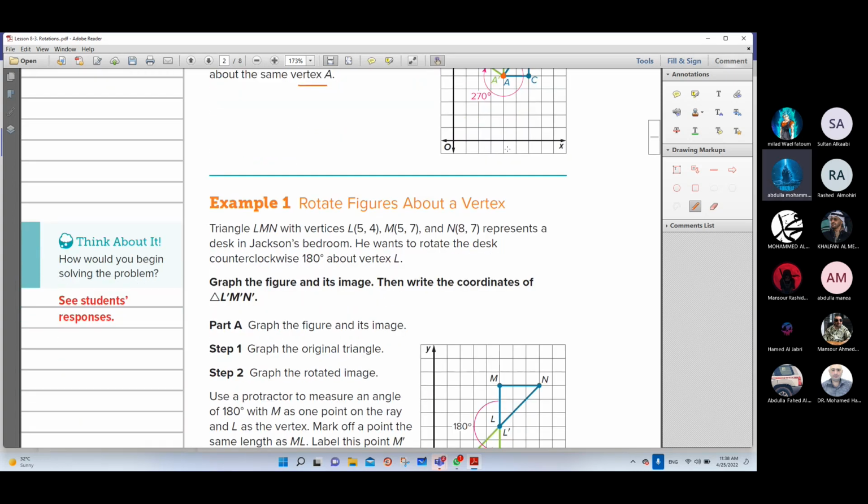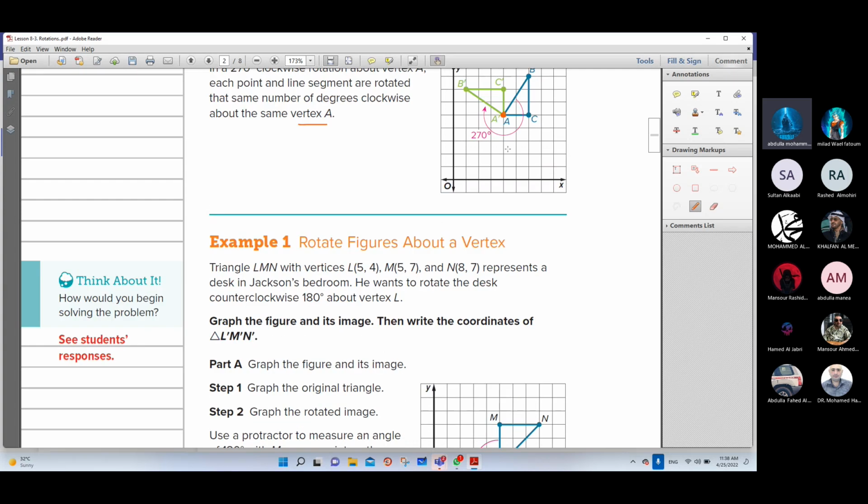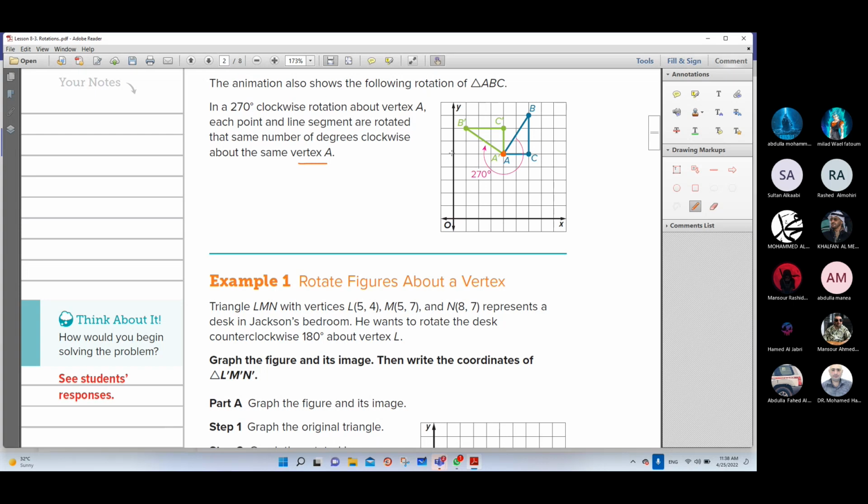Mister, how do we measure the 270 angle? And how to measure 270? 90 plus 90 will be 180. Then 180 plus 90 will be 270.